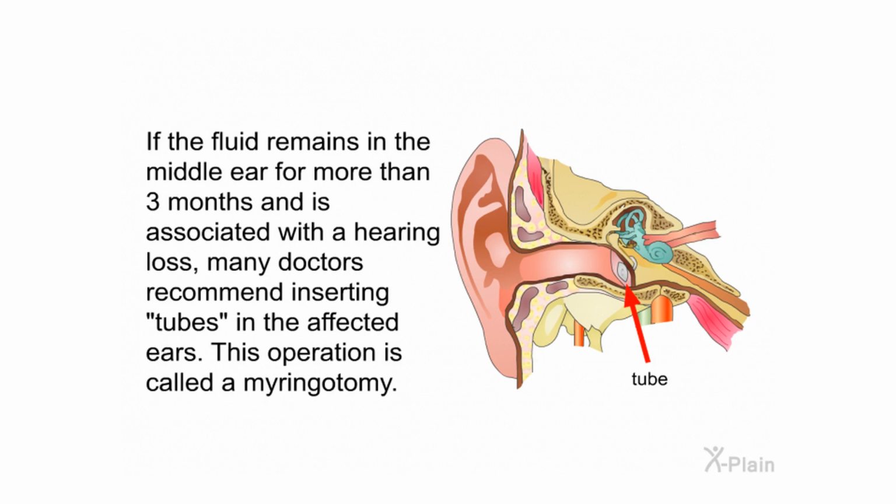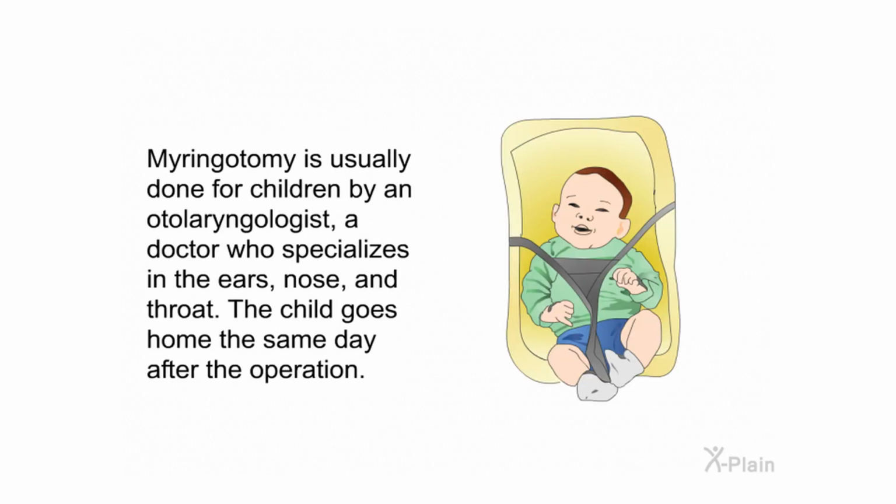If the fluid remains in the middle ear for more than 3 months and is associated with a hearing loss, many doctors recommend inserting tubes in the affected ears. This operation is called a myringotomy. Myringotomy is usually done for children by an otolaryngologist, a doctor who specializes in the ears, nose, and throat. The child goes home the same day after the operation.